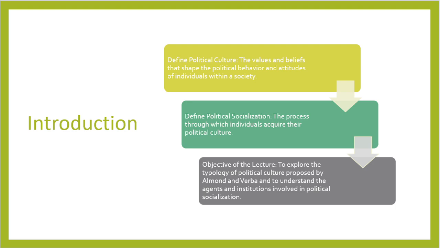What is political culture? Political culture speaks of the values and beliefs that shape the political behavior and attitudes of individuals within a society. Political socialization, on the other hand, is the process through which individuals acquire their political culture. So the objective for our lecture is to explore the typology of political culture proposed by Almond and Verba and understand the agents and institutions that are very much involved in political socialization.